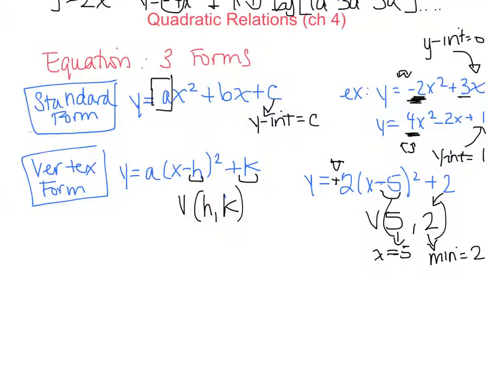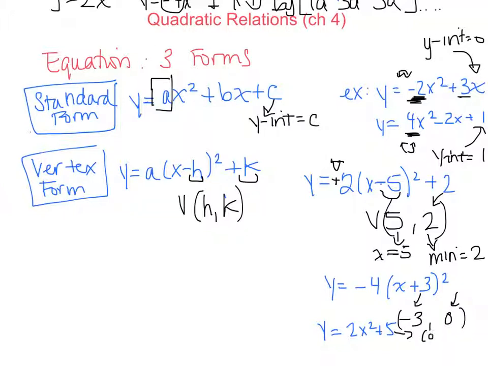If I gave you the equation y equals negative 4(x plus 3) squared, the vertex of that parabola would be (negative 3, 0), because there's no number where the k is in the general form of the equation. Likewise, if we looked at y equals 2x squared plus 5, there's no number in the brackets, so the vertex of that quadratic function would be (0, 5).